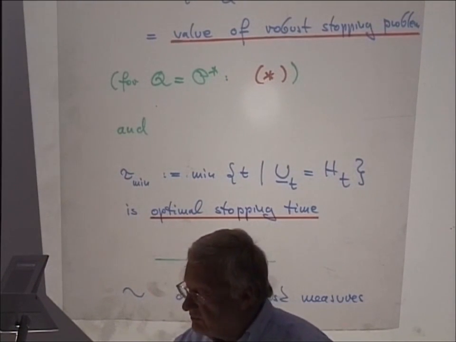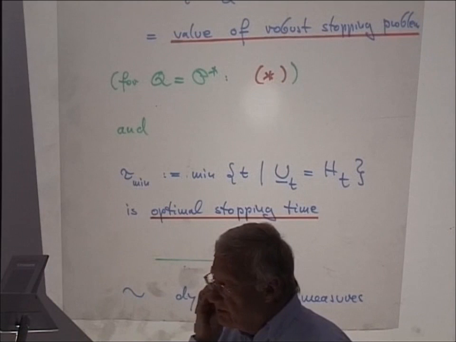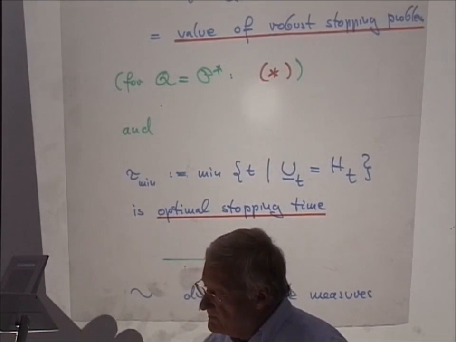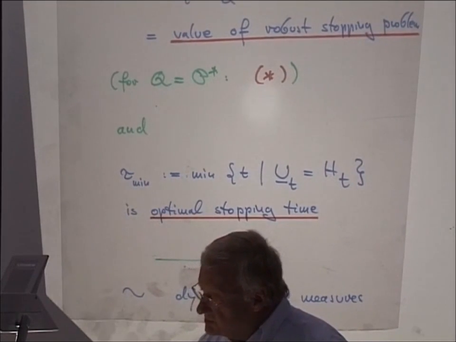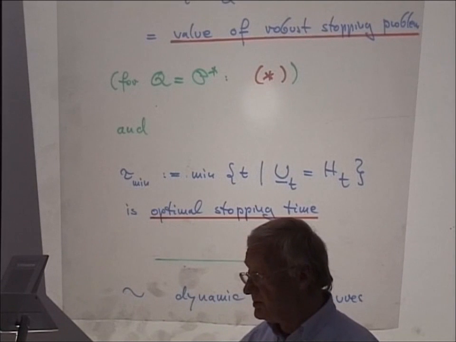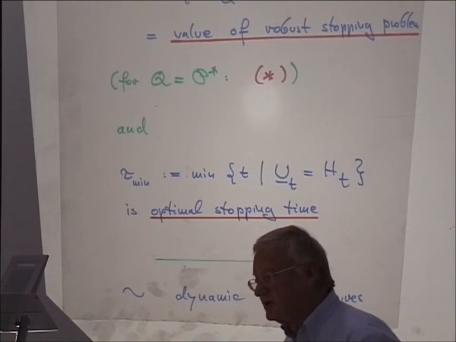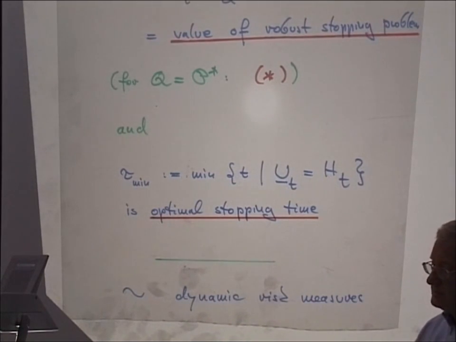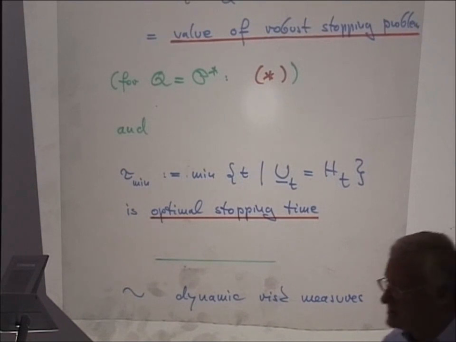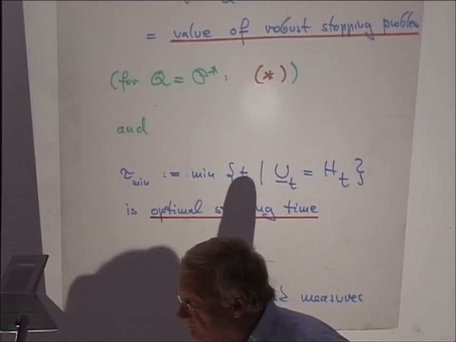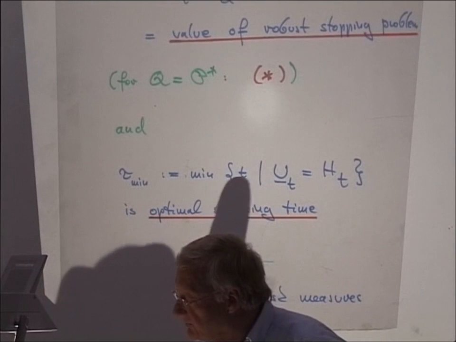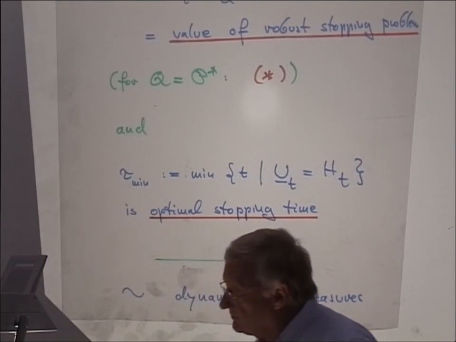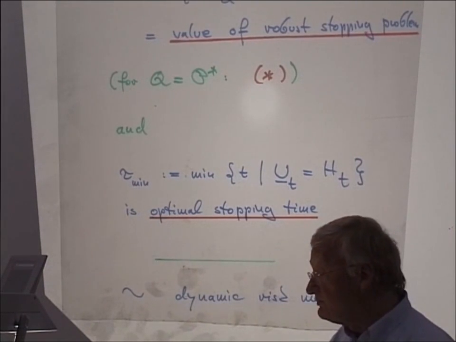Now, in general, for this robust stopping problem, this is now the value, and the solution of the optimal stopping problem in its robust version is, as in the simple case, given by the first moment where the lower Snell envelope touches the payoff process.